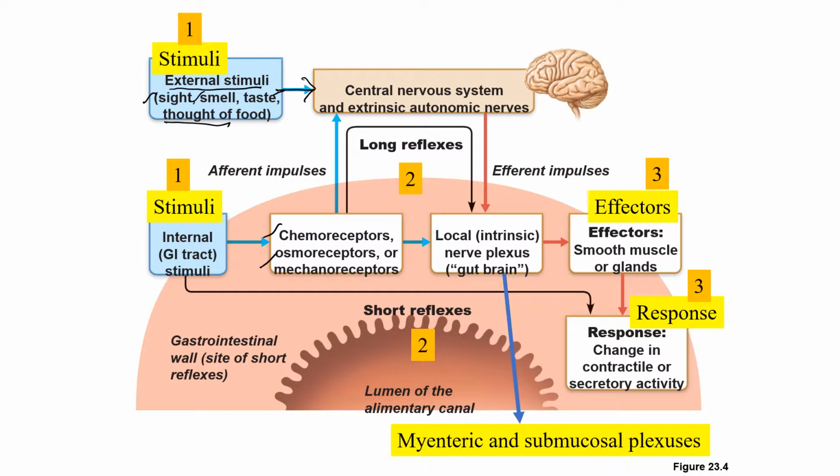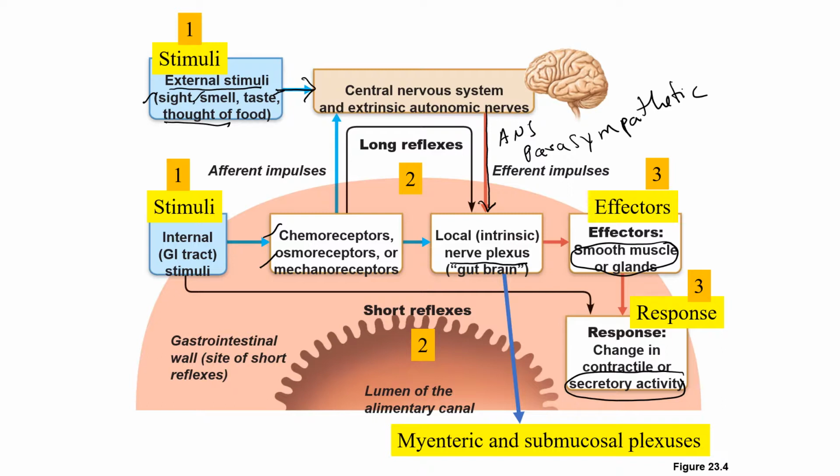The central nervous system, in turn, via the ANS, is going to stimulate the nerve plexuses in the GI tract, and the parasympathetic division of the ANS is the branch that stimulates the GI tract. The effect is going to be contraction of the smooth muscles and secretory activity.